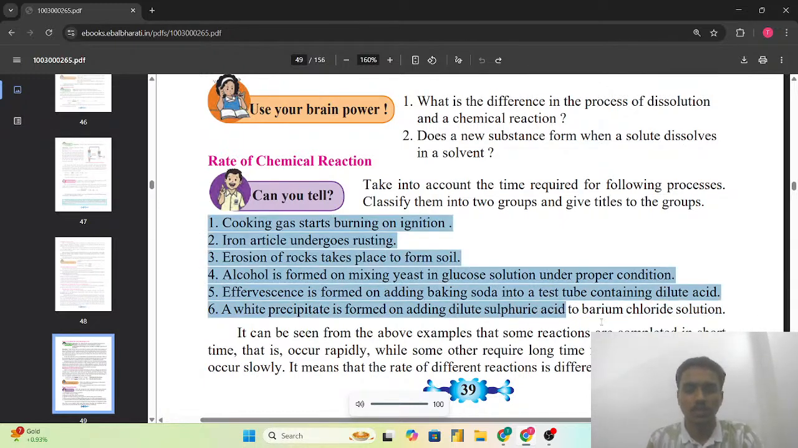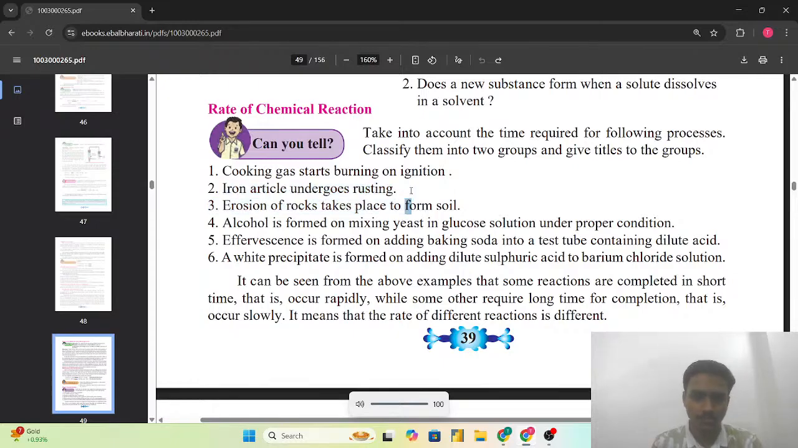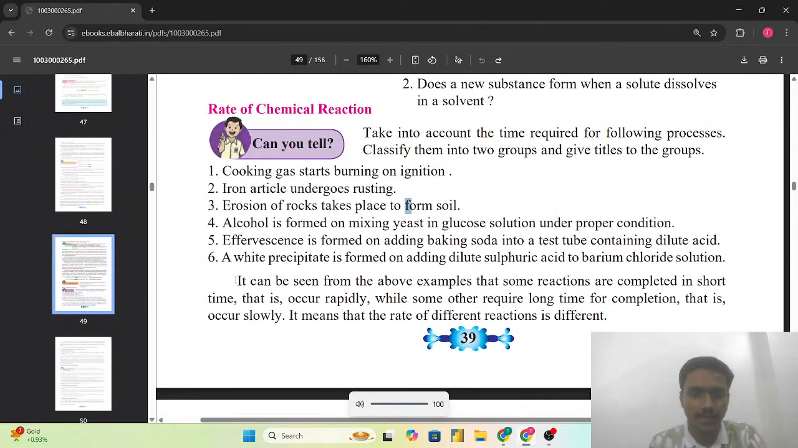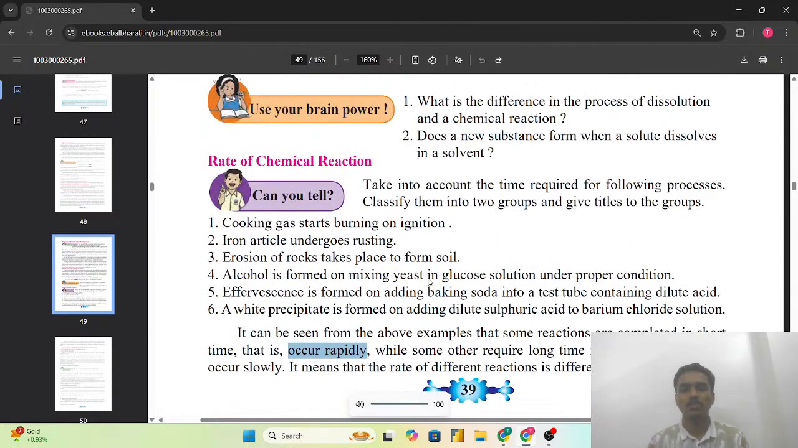So we have been given various processes and we have to classify them on the basis of the time taken by them. Ignition of the burner is a quick process. But an iron article undergoes rusting, which takes years and years. So it can be seen from the above examples that some reactions are completed in a short time, that is, they occur rapidly, while others require a long time for completion, that is, they occur slowly. It means that the rate of different reactions is different. So from this, we can state the rate of a particular reaction.